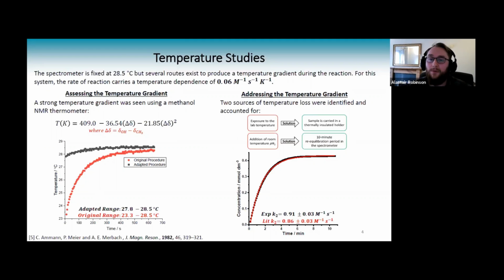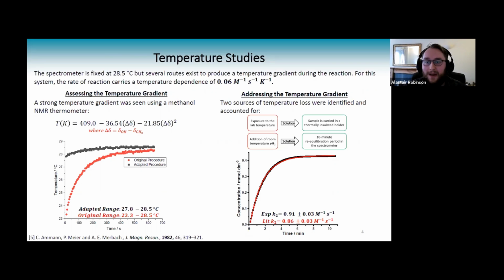When I looked at reasons why this might exist, I found 2 main ones. One, that walking to the parahydrogen rig exposes the sample to lab temperature, and so I decided to carry my sample in a thermally insulated holder. And secondly, addition of the parahydrogen, because it's at room temperature, would also create a gradient. And so now I allow 10-minute re-equilibration within the spectrometer.